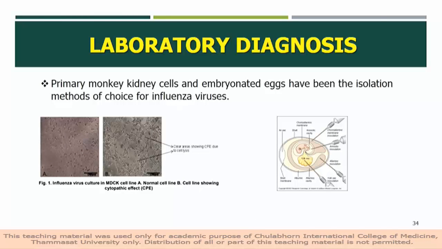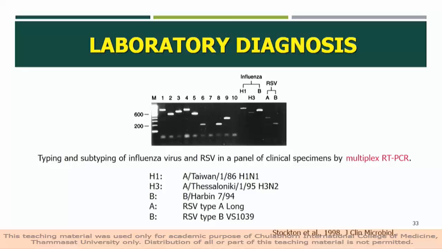The virus can be isolated and cultured from clinical specimens in cell lines and embryonated eggs, but it takes time, around 3 to 10 days, while the multiplex PCR is more rapid.